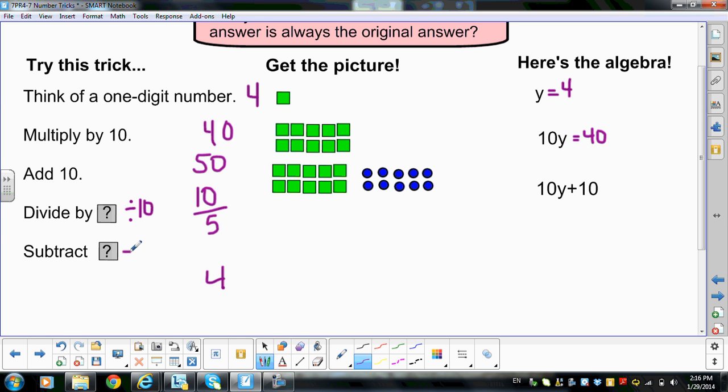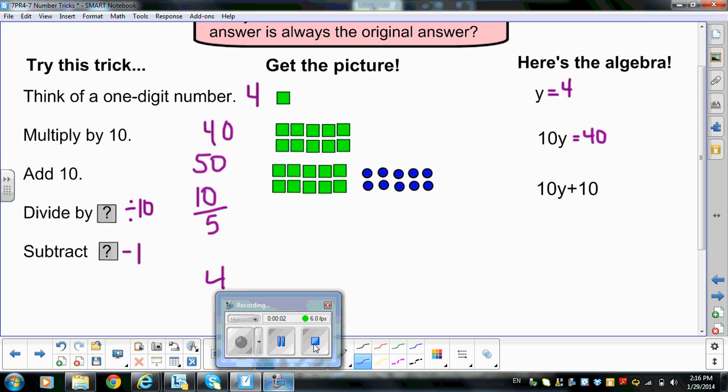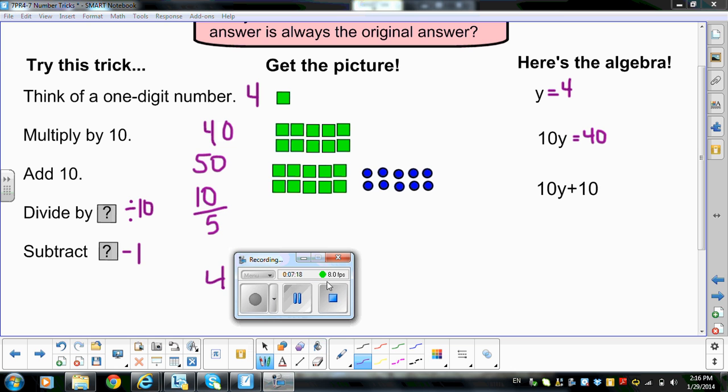I just subtracted 1. And no matter what one-digit number, two-digit numbers, three-digit numbers you pick, try it out, you will always get back to your original number if you use these tricks. Okay? So what I want you to do is just practice, pick your own one-digit number, practice the rules, and you have a great start to how to use algebra, and we will be using these skills throughout the week. All right, thank you very much, and good luck.